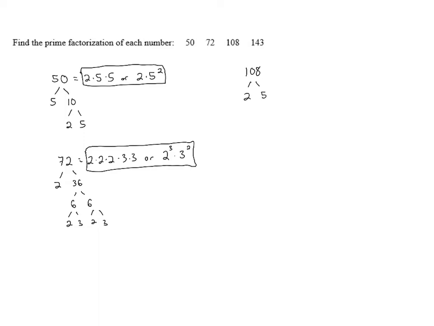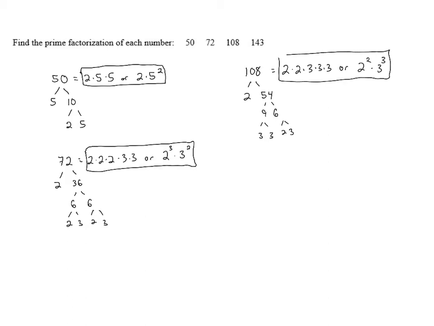It looks like 2 times 54. I'm doing this in my head. You could also actually do the division, 108 divided by 2 to get 54. Now 54 I recognize from multiplication tables. It's 9 times 6. Then 9 is 3 times 3. 6 is 2 times 3. And we've got all prime factors, so we can write out 2 times 2 times 3 times 3 times 3, or 2 squared times 3 cubed. Very good.